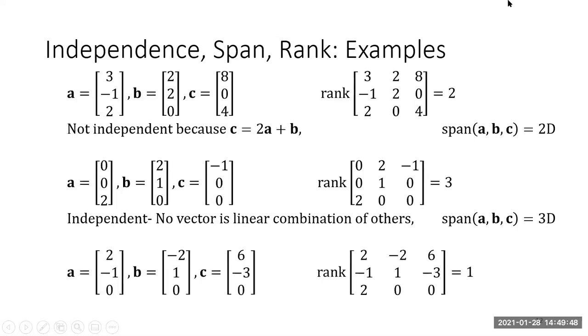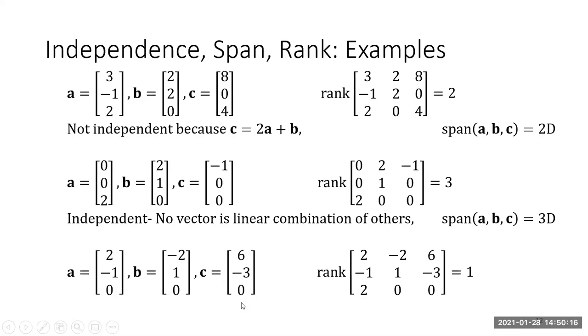Last example. This is A, 2, -1, 0. B is now -1, 2, 1, 0. C is 6, -3, 0. Form the matrix out of A, B, and C, and we see that the rank of this matrix is 1. Why so? Because all vectors are dependent.